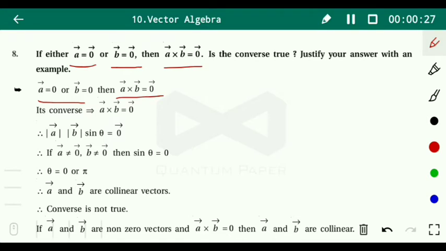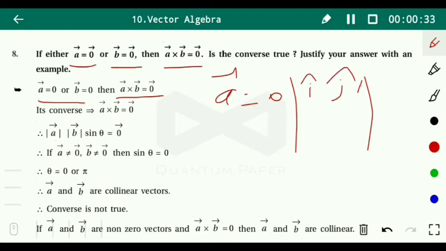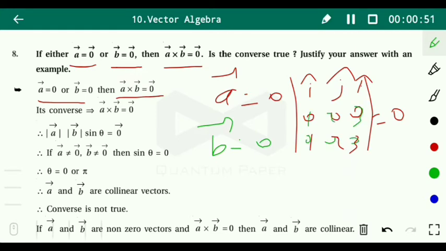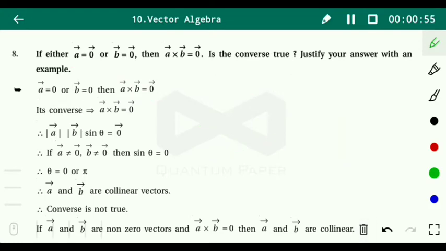Okay, because suppose vector A is 0. Then we can write over here i, j, k, and 0 0 0, or here we can write any vector 1 2 3. So answer will be 0 because second row will be 0. Or vector B will be 0, then second row will be 1 2 3 and third row will be 0 0 0. So again answer will be 0. So it is very clear, if vector A is 0 or vector B is 0, then vector A cross B will be 0.